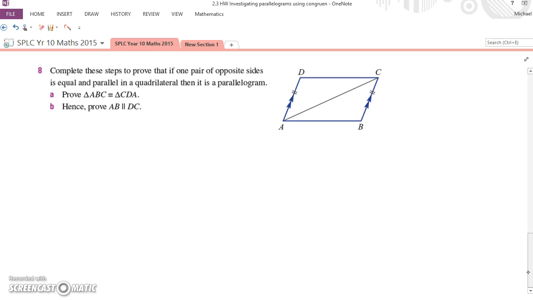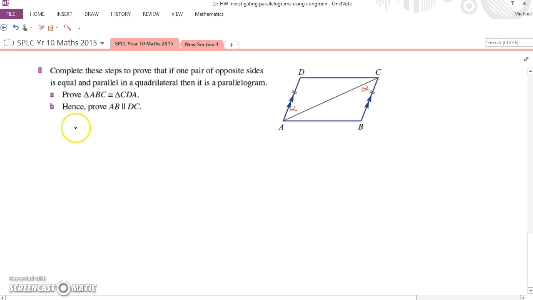Okay, so first I need to prove that triangle ABC is congruent to triangle CDA. Remember from the last video that the labeling is important there. But let's just go with what we would know. Well, we know that this angle here, let's call it alpha. If I follow my Z rule, if you imagine that's a Z tipped over on its side, I would call it the alternate angle rule. You will see that those two angles must be equal.